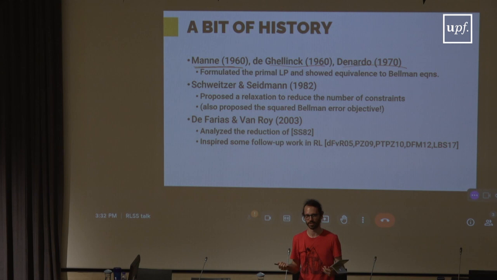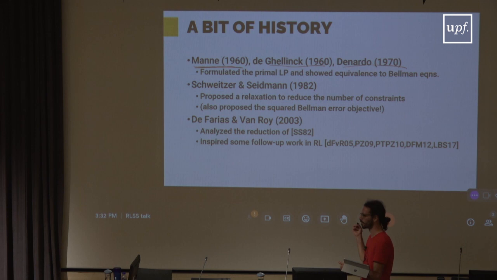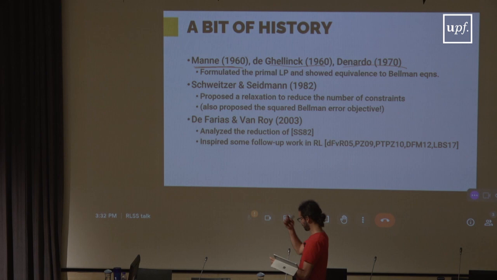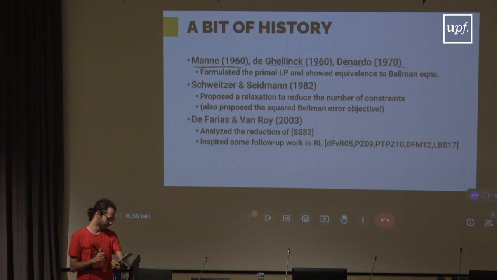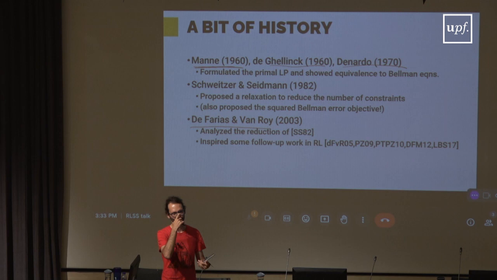In particular, they proposed a certain kind of relaxation of these linear programs to reduce the number of states and actions. And interestingly, they were also the first to define the squared Bellman error, which is now the key component of many approximate dynamic programming algorithms, including DQNs. So I suppose you should credit them when you're talking about approximate dynamic programming. Their approach was rediscovered and popularized by De Farias and Van Roy in 2003, which really brought this idea to the reinforcement learning and ADP community. And this inspired a bunch of really nice follow-up work.